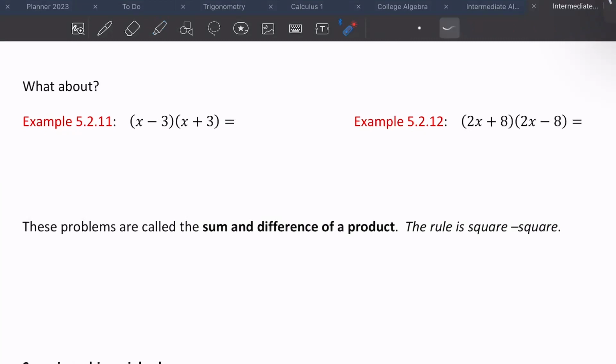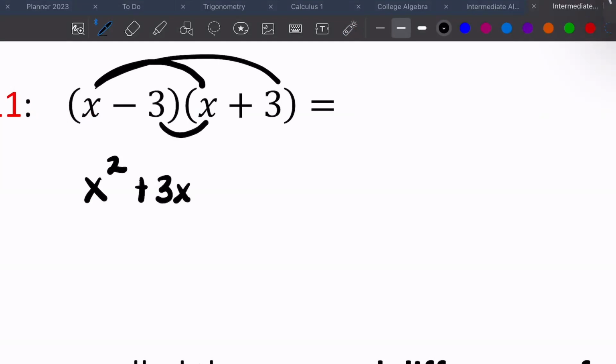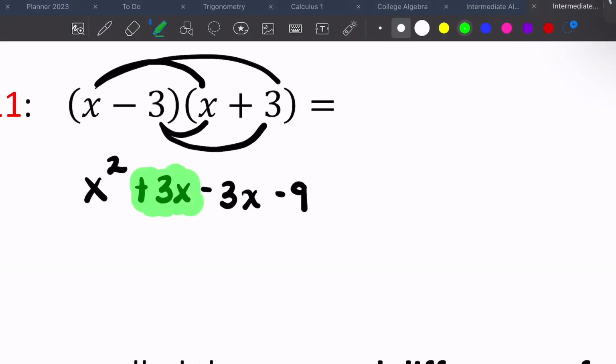Notice something here in these two examples. The only thing that's different is the sign, right? So let's see what happens when that's the case. We're still going to FOIL, right? First, outside, inside, last. We still have like terms in the middle, but what happens to those like terms? They add to 0, right? Plus 3x minus 3x is 0. So we're just left with x squared minus 9.